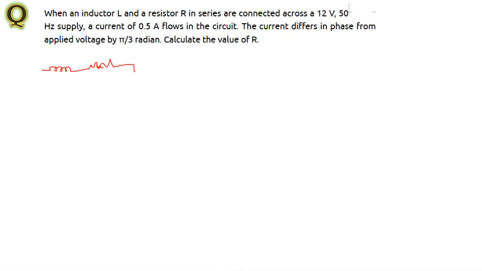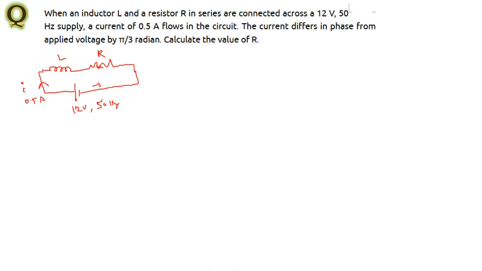Both are connected across a potential, which I have mentioned as the battery potential. How much they have given the potential here is 12 volt and 50 hertz of frequency. Now this is the inductor and this one is the resistance, and the current flows along this direction. The current they have given here is 0.5 ampere.